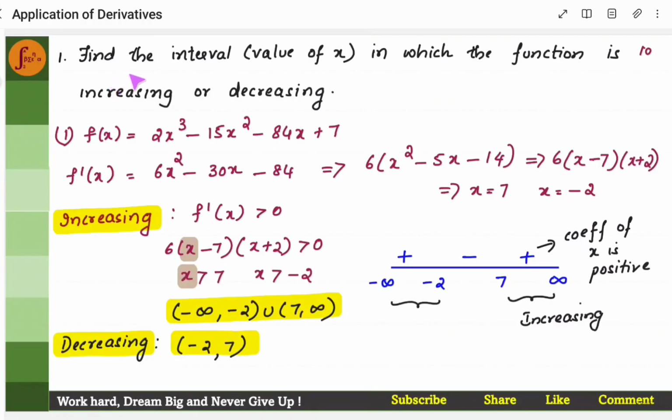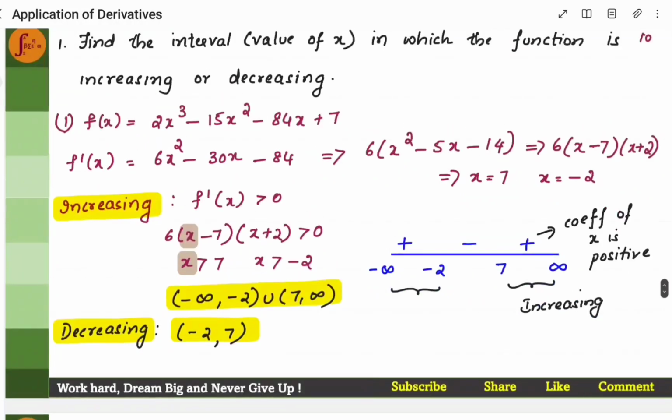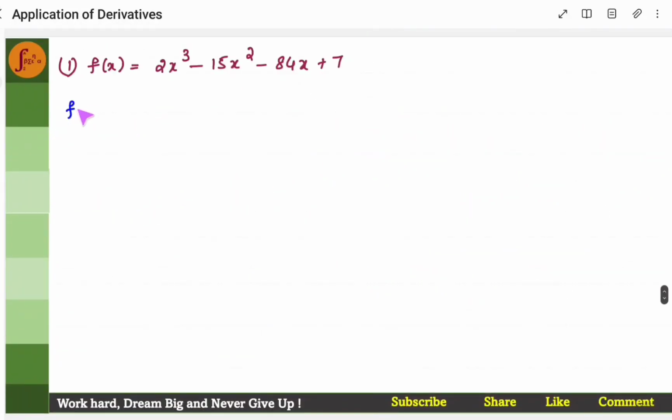Let's take another problem. Find the interval in which the function is increasing or decreasing. So you have this function. You have to say at what intervals it's increasing and decreasing. Let's solve this step by step. So first let's find derivative. So 3 2s are 6 x square, 15 2s are 30x minus 84. Right? This is the derivative.